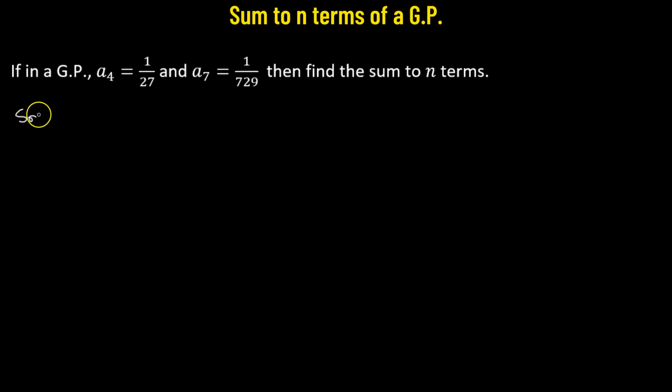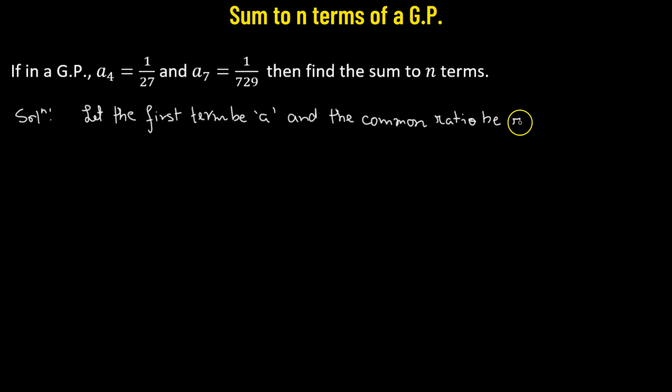So let's begin. Here we are going to represent the first term by the letter a in lowercase and the common ratio by the letter r in lowercase as well. Now we know that the nth term of a geometric progression is given by a times r raised to the power of n minus 1.